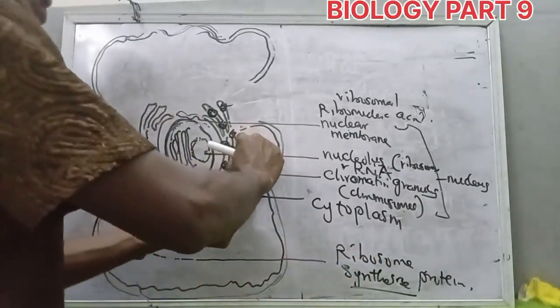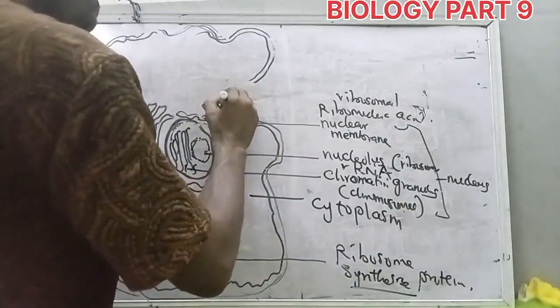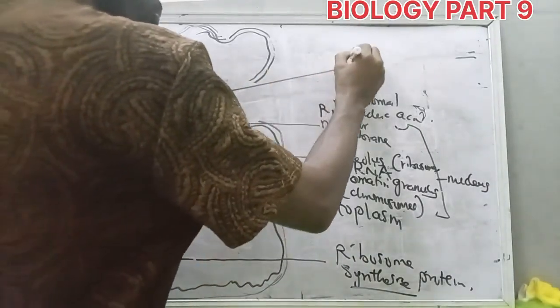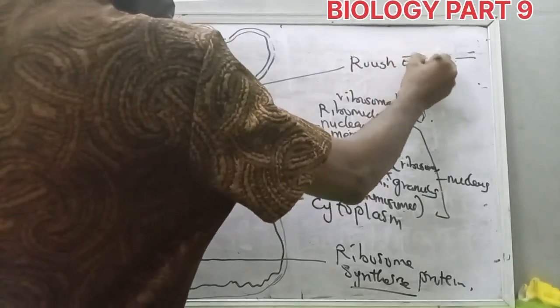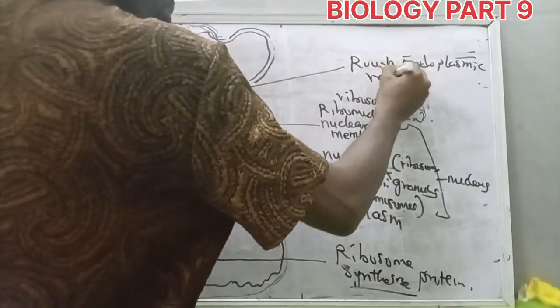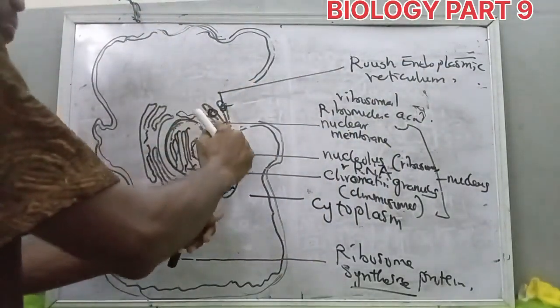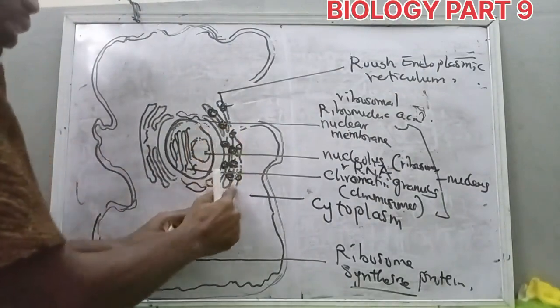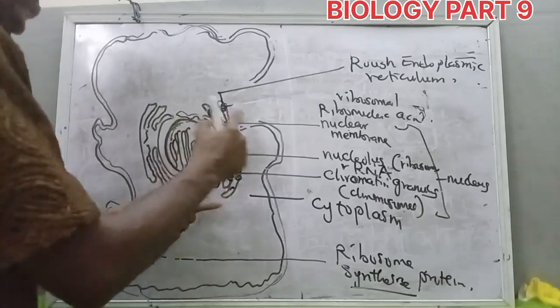So this is what we call the rough endoplasmic reticulum. So let me write this one out. Rough endoplasmic reticulum. I told you that the rough endoplasmic reticulum transverses or passes across the what? The nuclear membrane in relation to the cytoplasm and generally to the cell.